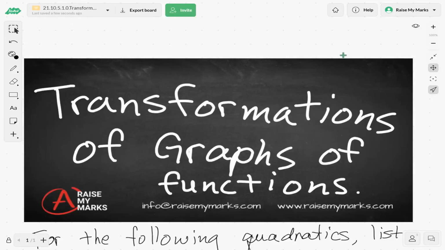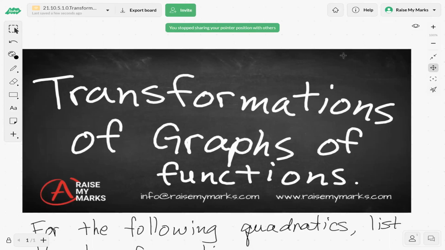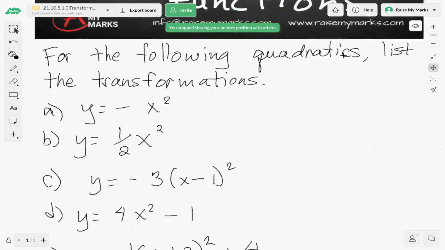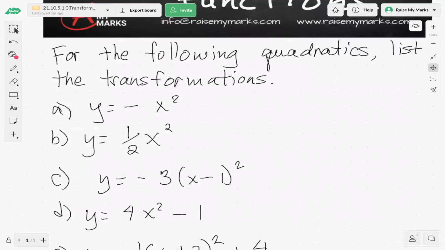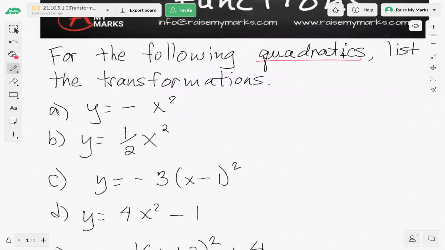Hello, so today we're looking at transformations of graphs of functions. Let's see what questions are being asked. For the following quadratics, list the transformations. They're telling us that we have quadratics, so we know what our parent function is: y equals x squared. Now we need to look at each of the given functions and see how it is a modification, or transformation, of y equals x squared. We need to list those transformations.